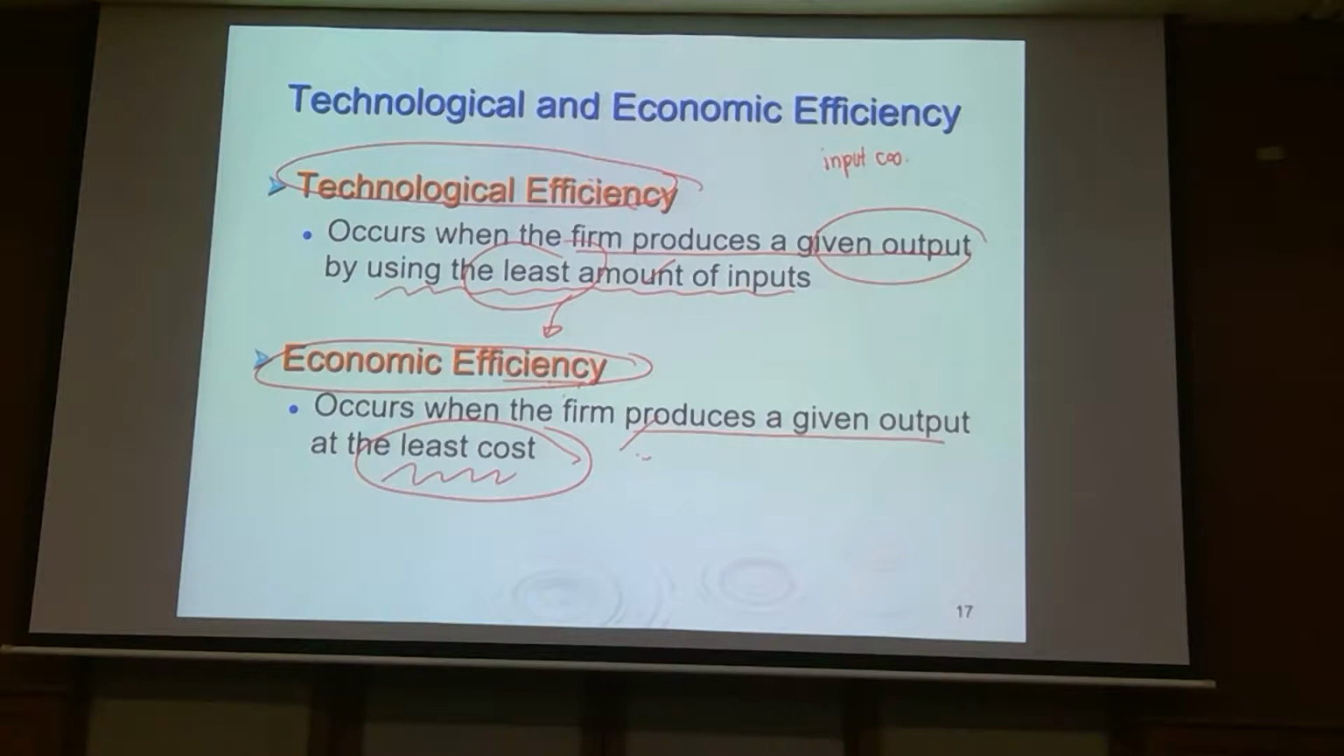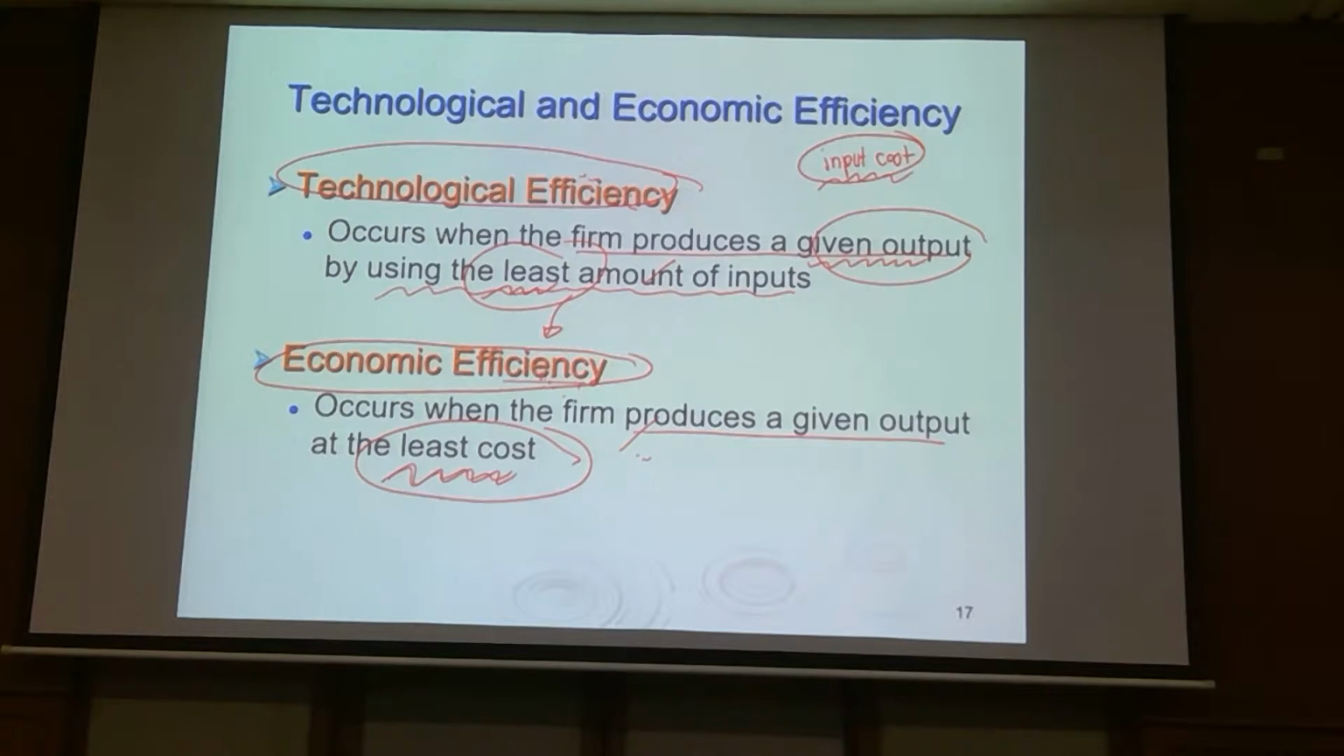The input cost, right? Basically, under the technical efficiency situation, you want to produce the desired level of output with the least amount of input possible. Because if you are able to do that, you should be able to produce the given level of output with the least cost, right? So you need this one to achieve this one, but this one doesn't always guarantee that you're going to achieve this one, because here we don't talk about the input cost, right?